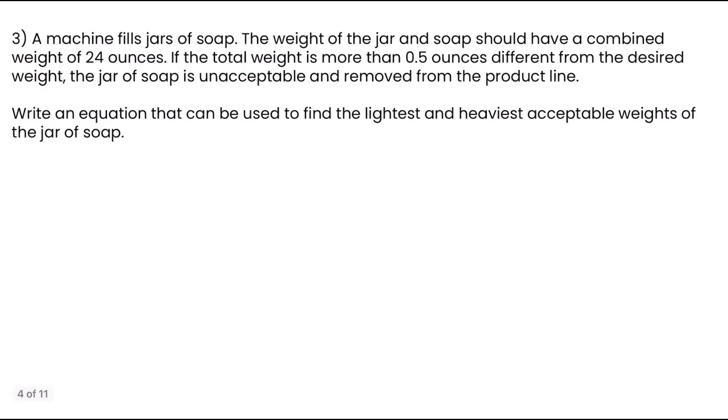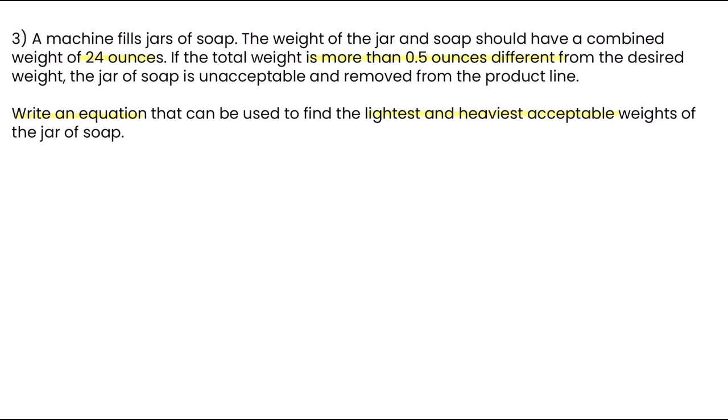So in this problem, it says a machine fills jars of soap. The weight of jar and soap should have a combined weight of 24 ounces. If the total weight is more than 0.5 ounces different from the desired weight, the jar of soap is unacceptable and removed from the product line. Write an equation that can be used to find the lightest and heaviest acceptable weights of the jar of soap.